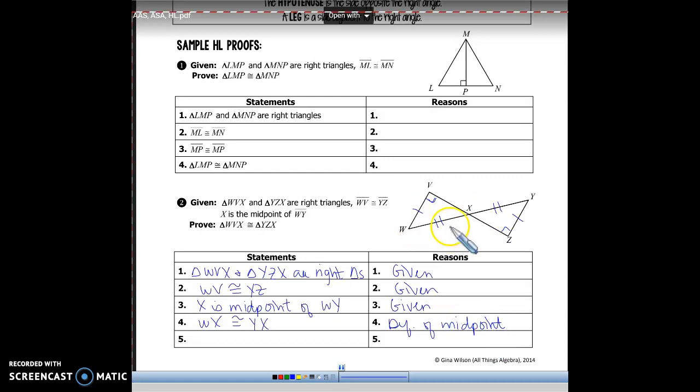And then finally, we have enough information in this picture to prove triangle WVX is congruent to triangle YZX. We have the hypotenuses across from the right angle and one set of legs congruent, so this can be hypotenuse leg.